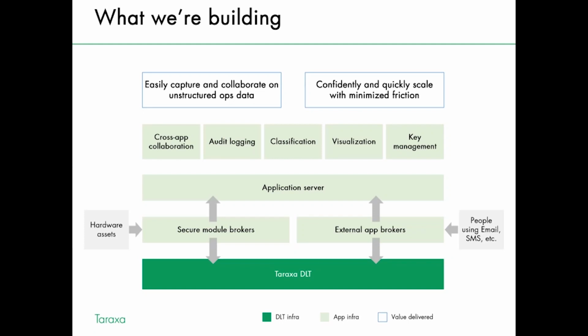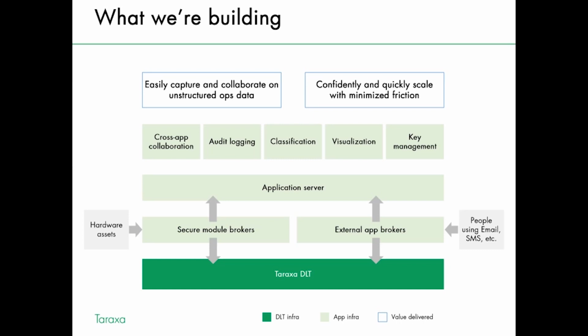So this is roughly what we're building. We talked about all the stuff we're building. You have at the bottom the decentralized ledger technology, our Taxara blockchain. And then you go one layer up, you have hardware as well as software brokers. On that side, you can have hardware assets that are uploading information automatically, signing it, anchoring it into the blockchain. And on the right side, you have people using very commonly seen communication tools, like email or text or whatever, and then all that gets logged into the blockchain.